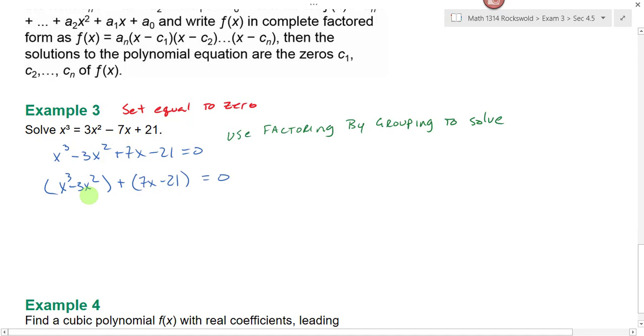Out of the first grouping, what term do I have in common? I have an x squared in common. When I pull an x squared out of the x cubed, what am I left with? And when I pull an x squared out of this minus 3x squared, what am I left with? What term do I have in common between these 2 terms? A 7. When I pull a 7 out of the first term, what am I left with? And when I pull a 7 out of the next term, what am I left with?